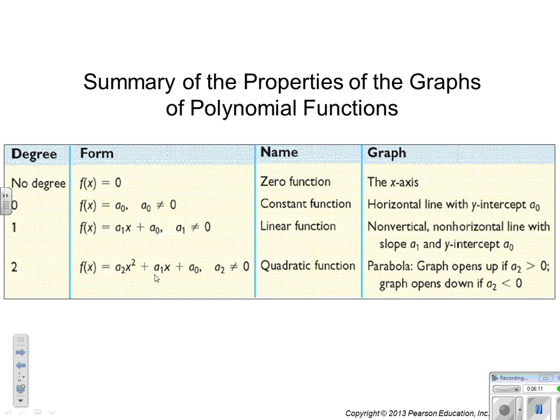Second degree polynomial kind of looks like this: a2x squared plus a1x plus a0. As long as your first coefficient is not 0, it's a quadratic. We dealt with quadratics the last couple chapters. The graph is called a parabola, and it's smiley face if your coefficient is greater than 0, and it's frowny face if your coefficient is less than 0.